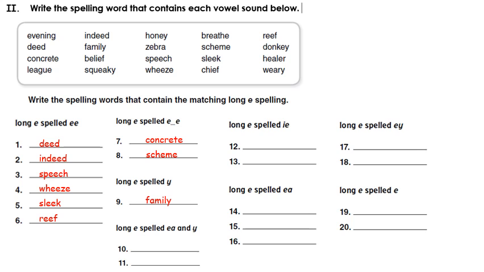We move to the fourth group, where we have the long E spelled EA and Y, and we have squeaky and weary. Long E spelled IE, we have belief and chief. Long E spelled EA, we have the words league, breathe, and healer. Long E spelled EY, we have the words honey and donkey. Last group, which is long E spelled E, is evening and zebra.